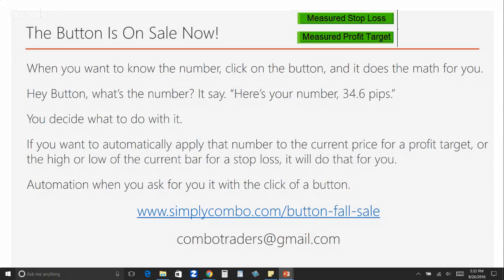Use the measured profit target to help you figure out what that number is, and then you decide how you want to use it. If you want to automatically apply that number to the current price for a profit target, or even to the high of the bar that opens the trade, for example, then the button can automatically place those orders in your broker account for you. It's pretty awesome. So it's automation when you ask for it with the click of a button.